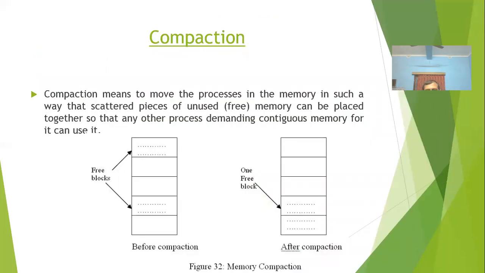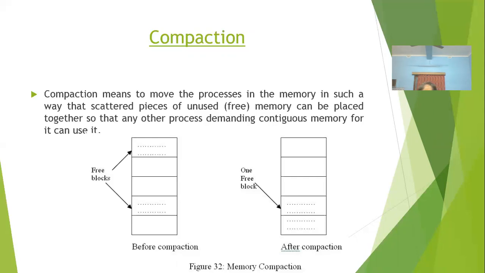Now a particular concept is there which is called compaction. What is compaction? Basically, when you are using a particular memory space, say there are several processes getting allocated memory spaces, and they will be leaving the memory when their work finishes. So at a particular random amount of time, there will be multiple free blocks available as a part of your memory, but they are not contiguous. That means they are scattered throughout the entire memory.